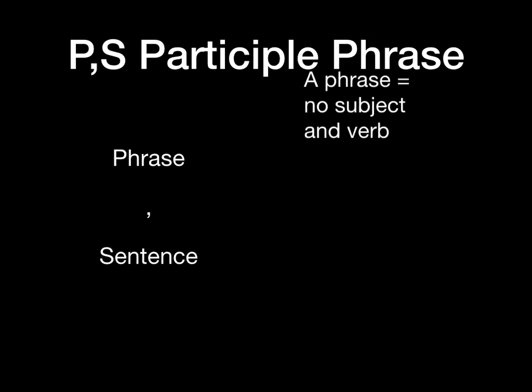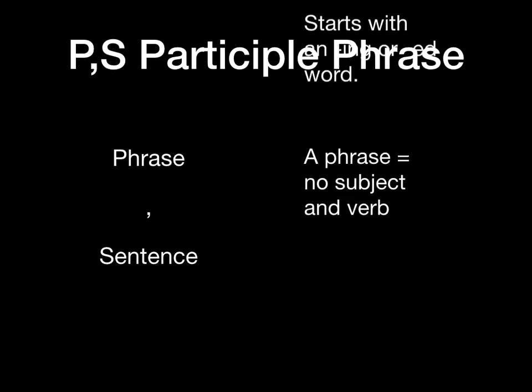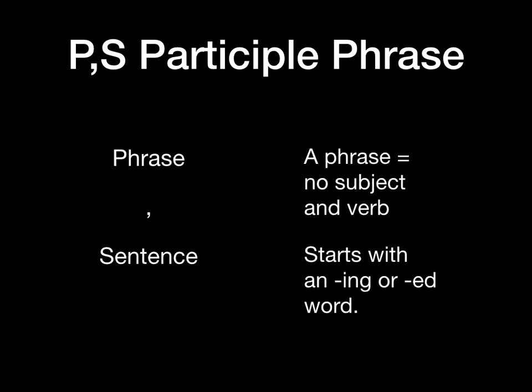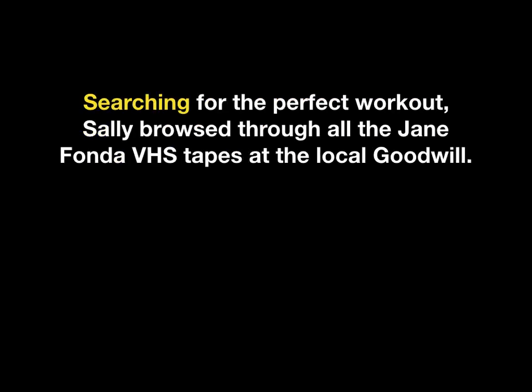All right. We've also already learned P, S, participle phrase. That's where you have a phrase, a comma, and a sentence. Remember, a phrase has no subject and verb. With a participle phrase, you're going to start with an ing or an ed word, such as, these are the same ones from last time, "Searching for the perfect workout, Sally browsed through all the Jane Fonda VHS tapes at the local Goodwill." Searching for the perfect workout starts with an ing word and describes Sally.